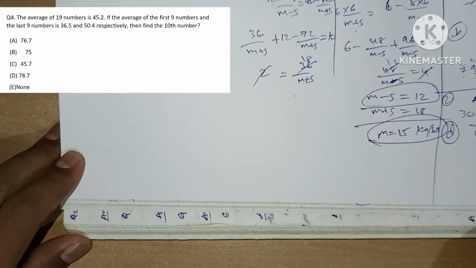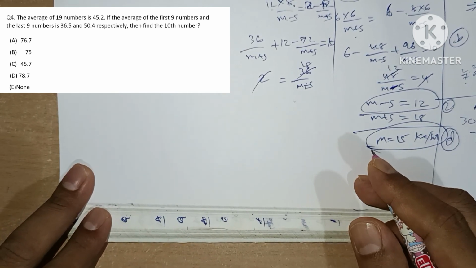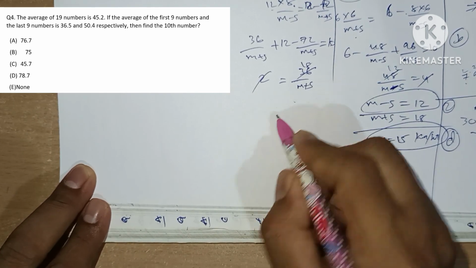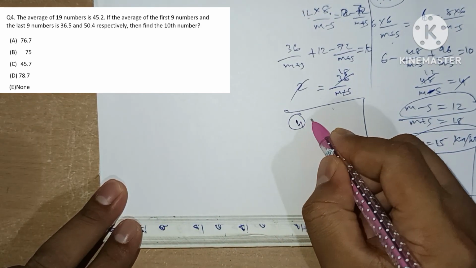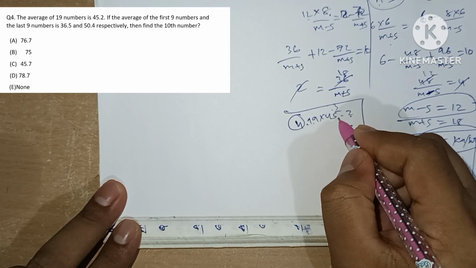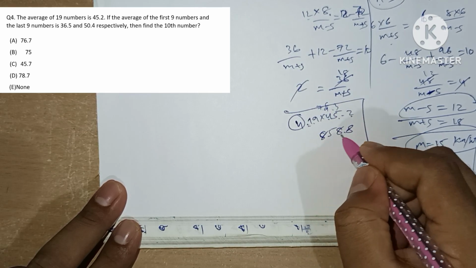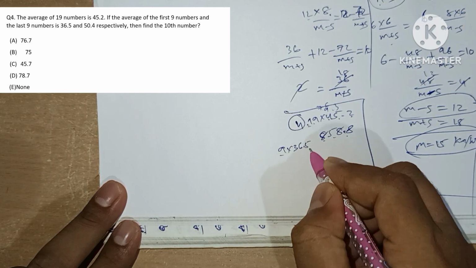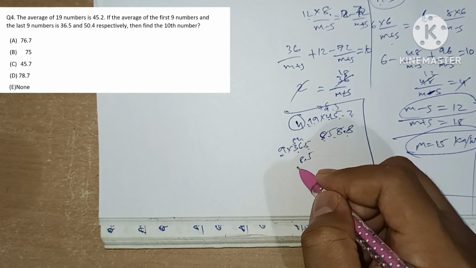The average of 19 numbers is 45.2. If the average of the first 9 numbers and the last 9 numbers is 36.5 and 50.4 respectively, then find the 10th number. So question 4 says that here 19 into 45.2, 19 2 times 38, 19 5 times 95, 98, 76, which will be 858.8.